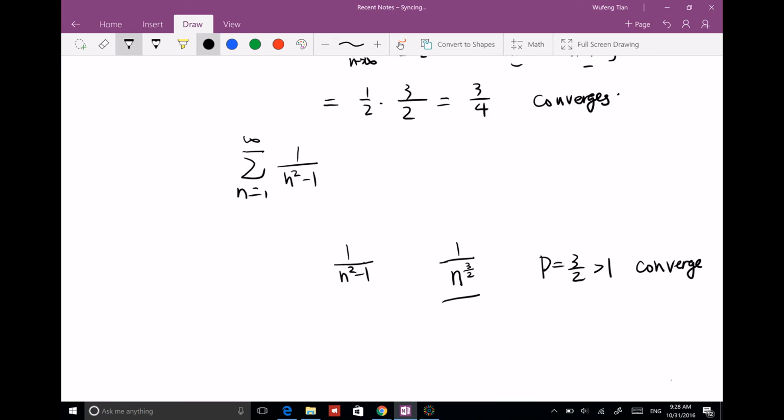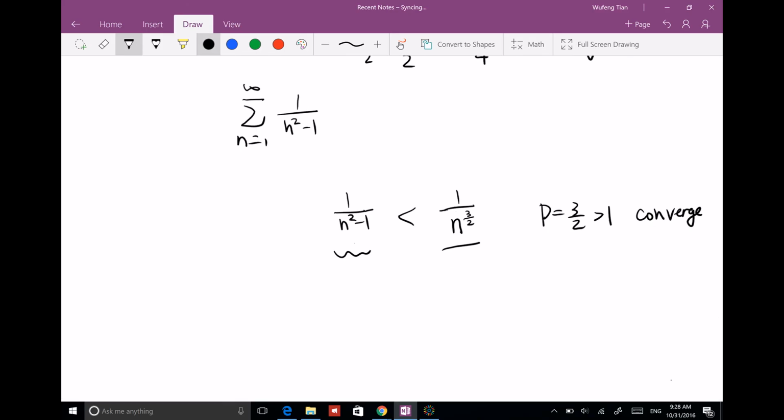Next question is, I have to prove this one is smaller than this one. Can anyone tell me how I can justify that this term is less than the other one? They have the same numerator. Well, we have to prove n squared minus 1 is bigger than n to the 3 halves, right? Okay, so how do you prove that?